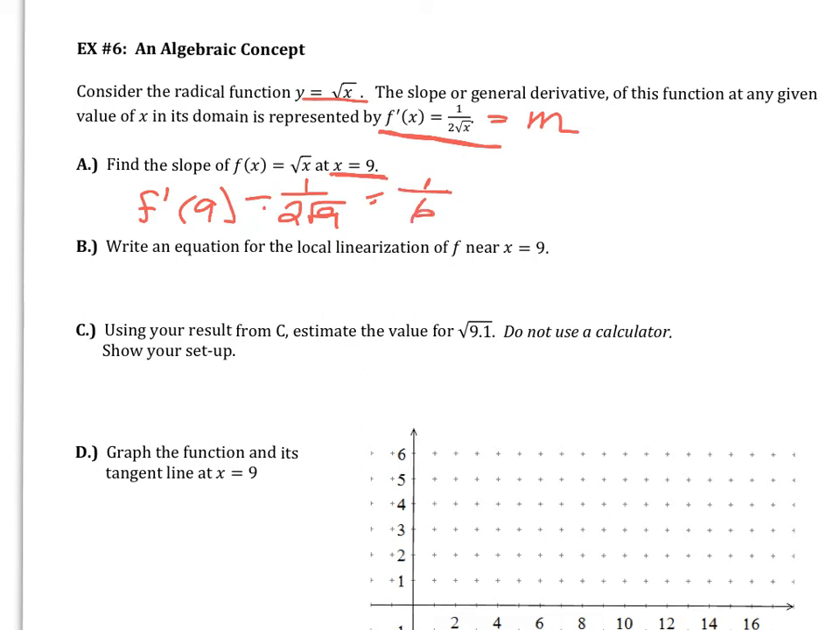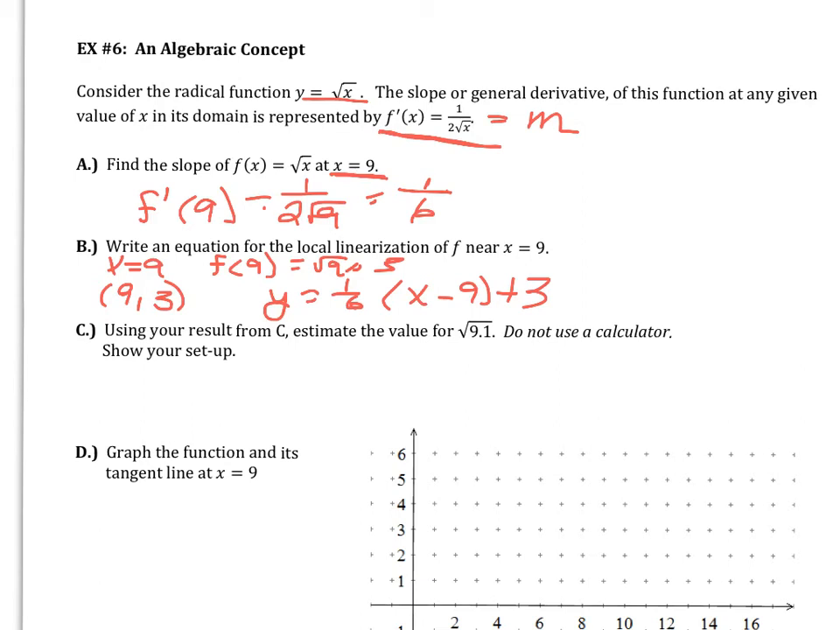It says write an equation for the local linearization of f near x equals 9. So if you think about it, what we're missing is a point. Well, we know that x is 9, so let's find y. So f at 9 is equal to the square root of 9, which equals 3. So we have a point, 9 and 3, and we have a slope. So y, or f at x, is equal to our slope, 1/6, times x minus 9, plus 3. There's our equation.